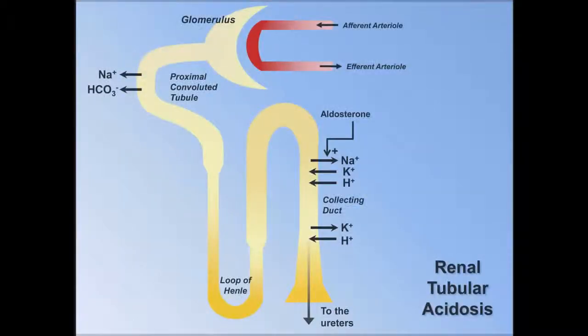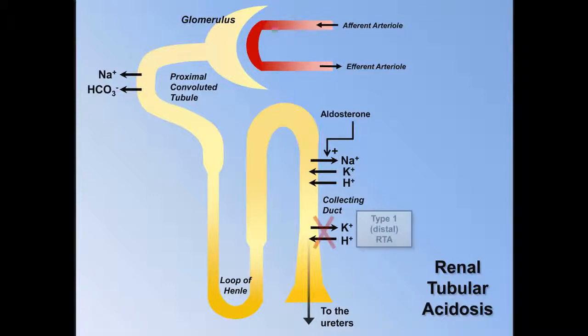Here's a schematic of a nephron from the kidney that we saw in Lecture 2, and we'll revisit again in Lecture 10. The 3 major mechanisms of acid-base regulation in the nephron are shown, and each is linked to one type of RTA. Type 1 RTA, also known as distal RTA, is caused by a defect in the collecting duct where hydrogen ions are normally excreted with simultaneous reabsorption of potassium. Type 2 RTA, also known as proximal RTA, is caused by a defect in the proximal convoluted tubule, where bicarbonate is normally reabsorbed.